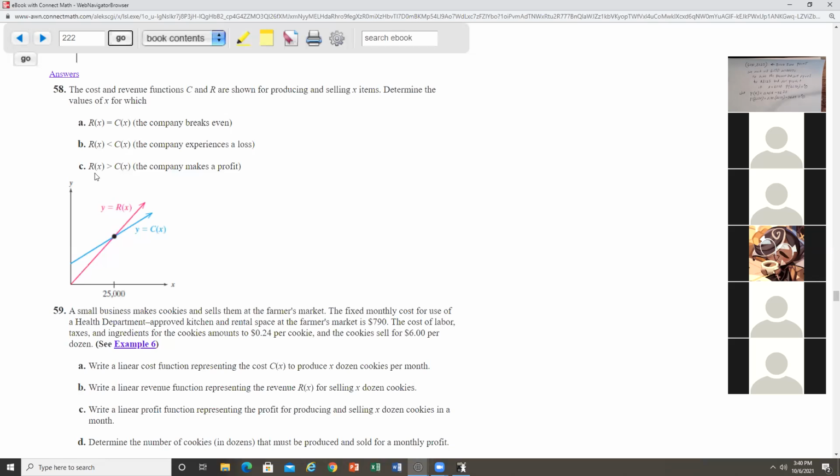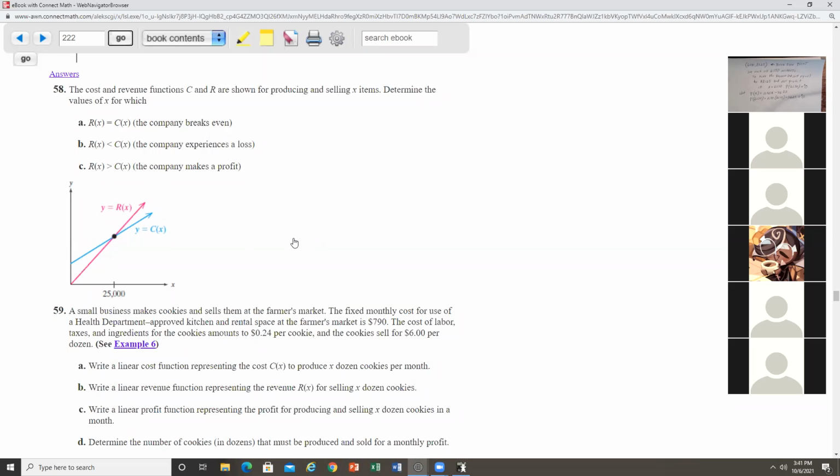All right. How many widgets must we produce and sell in order for our revenue to exceed the cost, to be larger than the cost? That occurs when the red revenue line is above the blue cost line. That occurs if we sell more than 25,000 widgets. We will make more money than we're laying out. Does that make sense, sir? That problem? All right, that one's done.